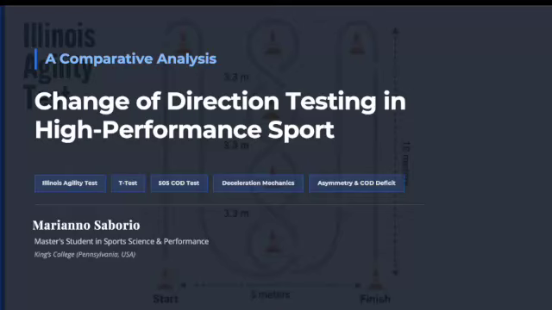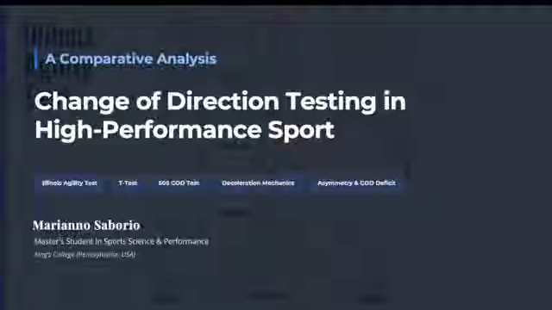Hello, welcome to this assignment. Today we're going to study the change of direction testing in high performance sports. We're going to do a comparative analysis between the Illinois agility test, the T test, and the 505 change of direction test. We're going to learn about deceleration mechanics, asymmetry, and change of direction deficit.